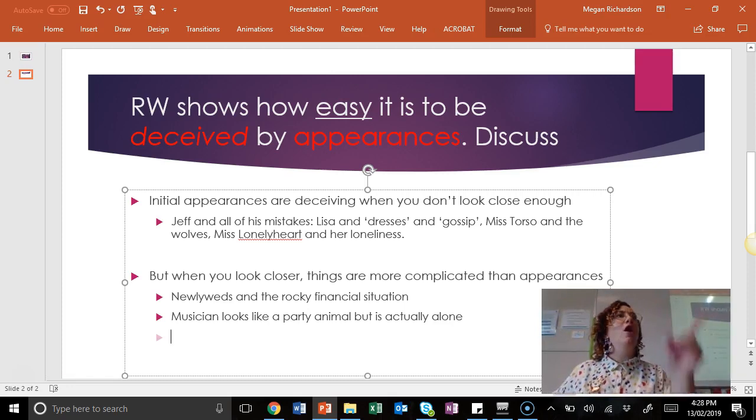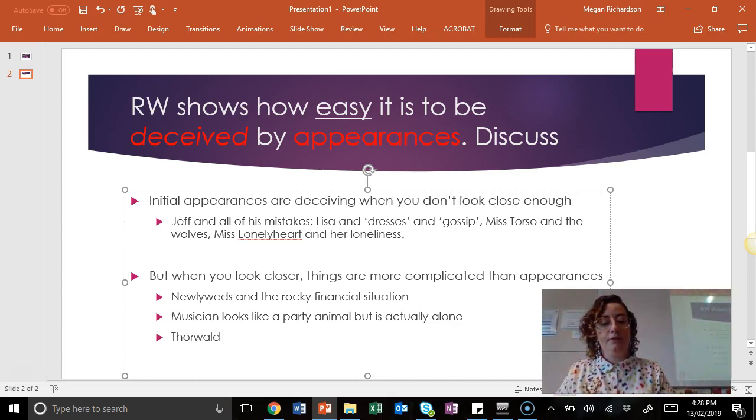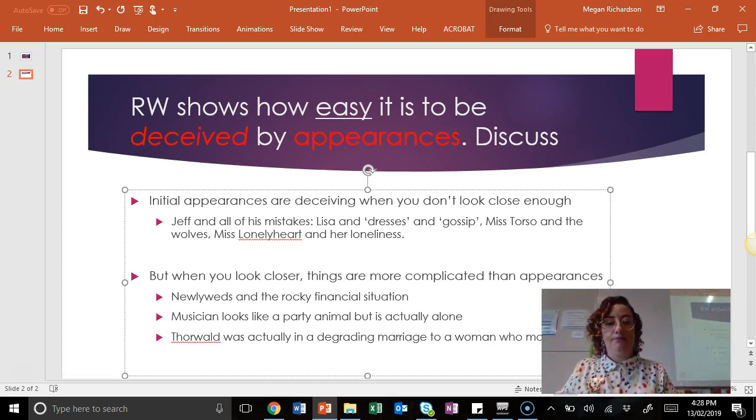What was the other one? Oh, Thorwald. Horrible marriage. He was actually in a degrading marriage. Hitchcock is sort of saying he's not totally evil, and the woman he's killing mocked him. I'm not saying you should be as evil as him. And then I'm just going to put in brackets, flower on the tray incident.